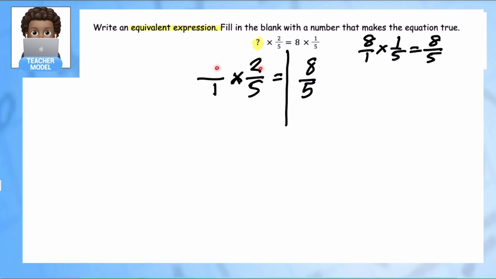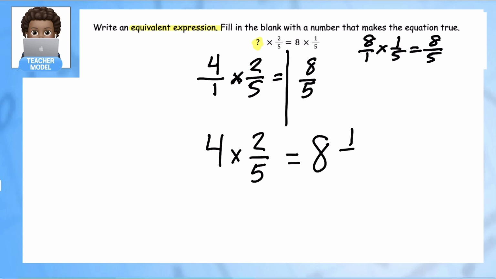Now I just have to use my fact family to figure out what times 2 makes 8. We know that answer would be 4. 4 times 2 makes 8. So my blank has to be 4. 4 times 2/5 is the same as 8 times 1/5.